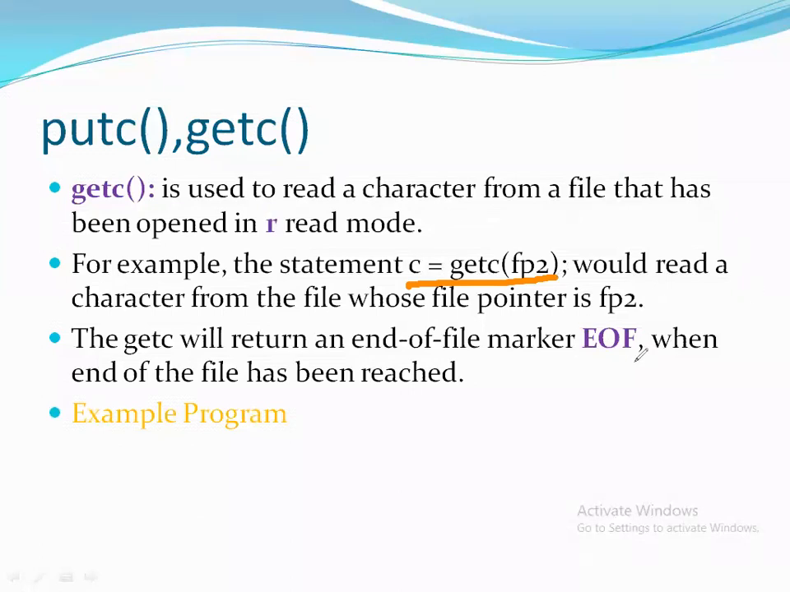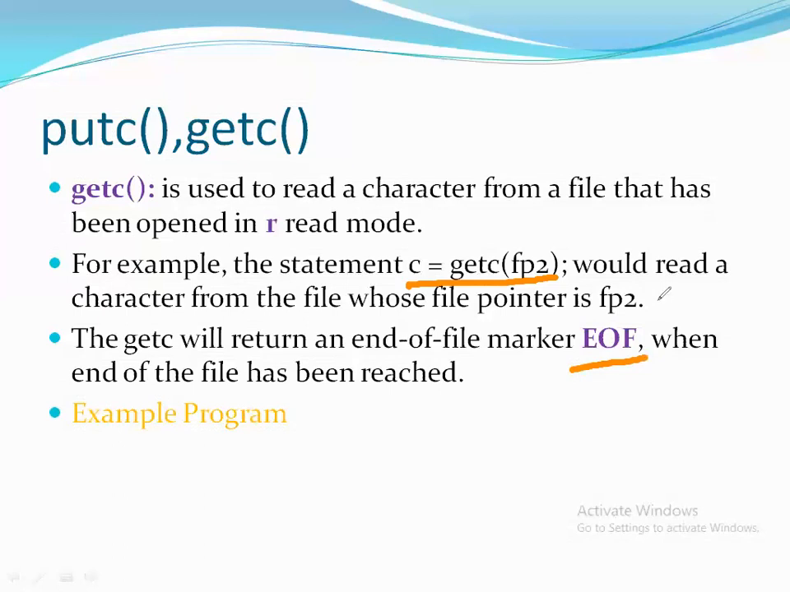Next, one additional point is EOF, called the end of file marker. When getting all the information from the file, where does it recognize the ending? The last position of the file is marked as end of file. Up to end of file, we can access character by character into our program. So this is the mechanism of putc and getc.